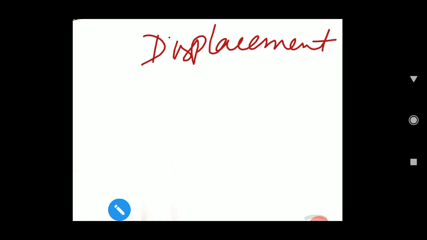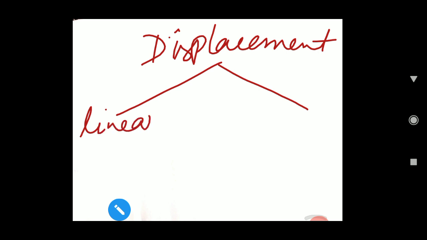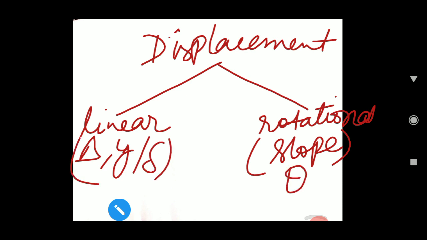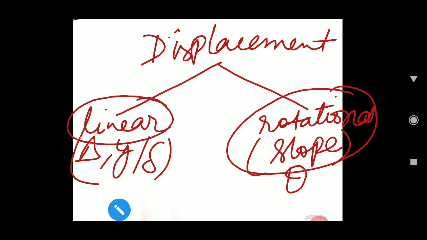So before we move further, sorry, I need to get you acquainted with some of the terms, like displacement. What does displacement mean in structural analysis? Displacement may be of two types. First is a linear displacement, and the second one is a rotational displacement. The rotational displacement is also called slope. The linear displacement is denoted by delta, or sometimes y, or sometimes del, and the slope is represented by theta. So what do this linear displacement and this rotational displacement actually mean?